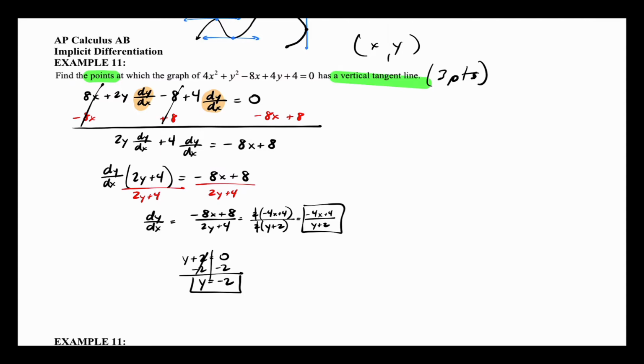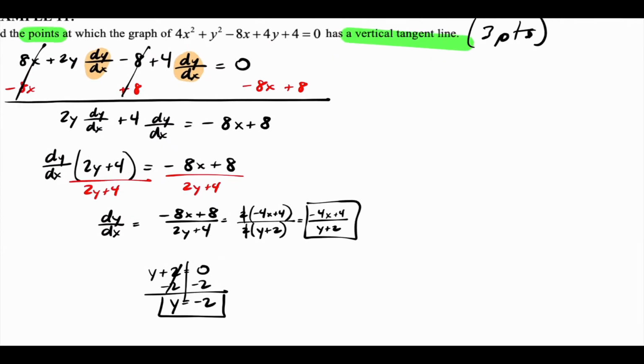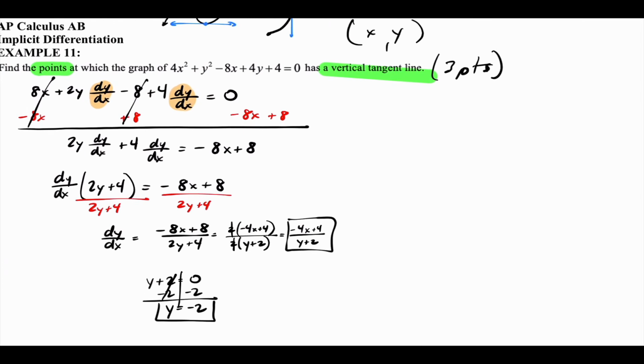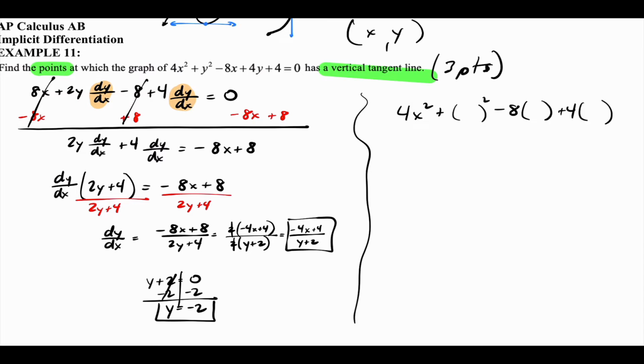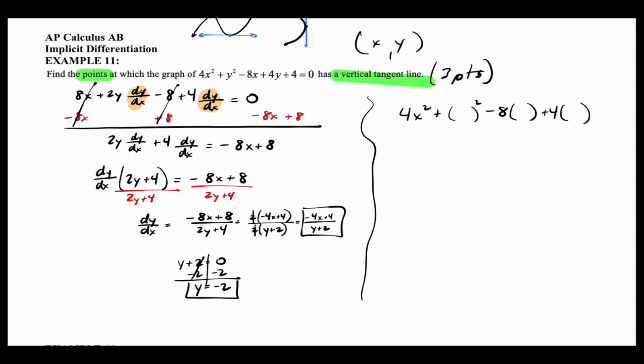So how do I get it? Let's plug in negative 2 back into the original. The original was 4x squared plus y squared minus 8x plus 4y plus 4 equals 0. I know that y is negative 2.